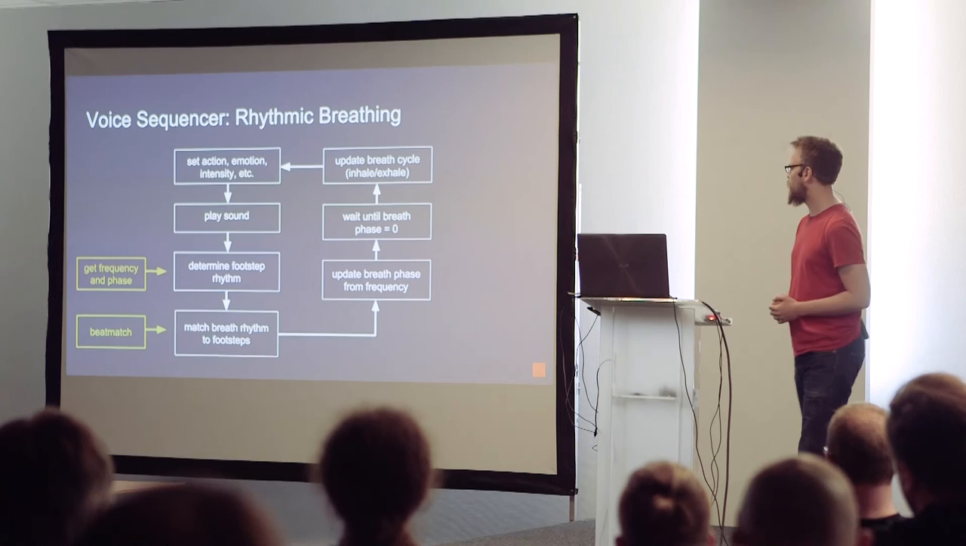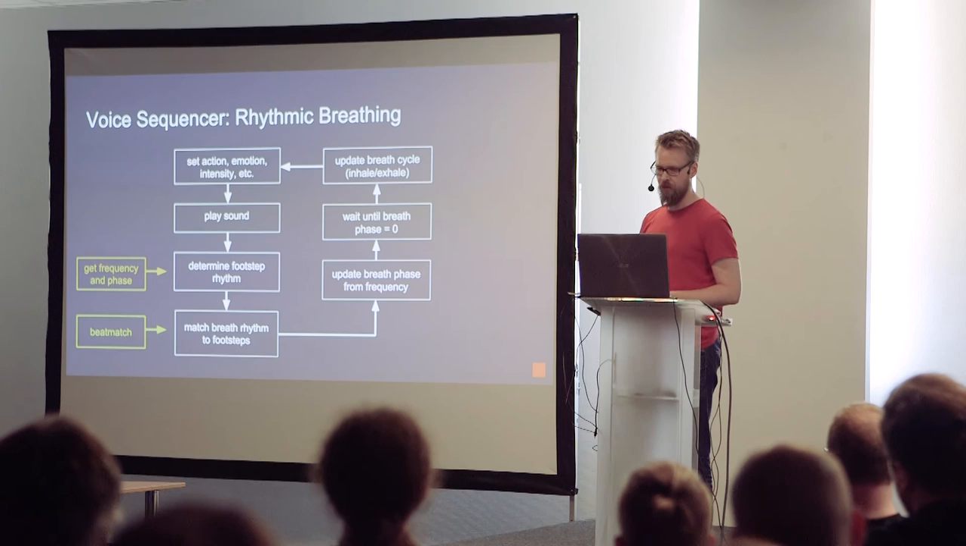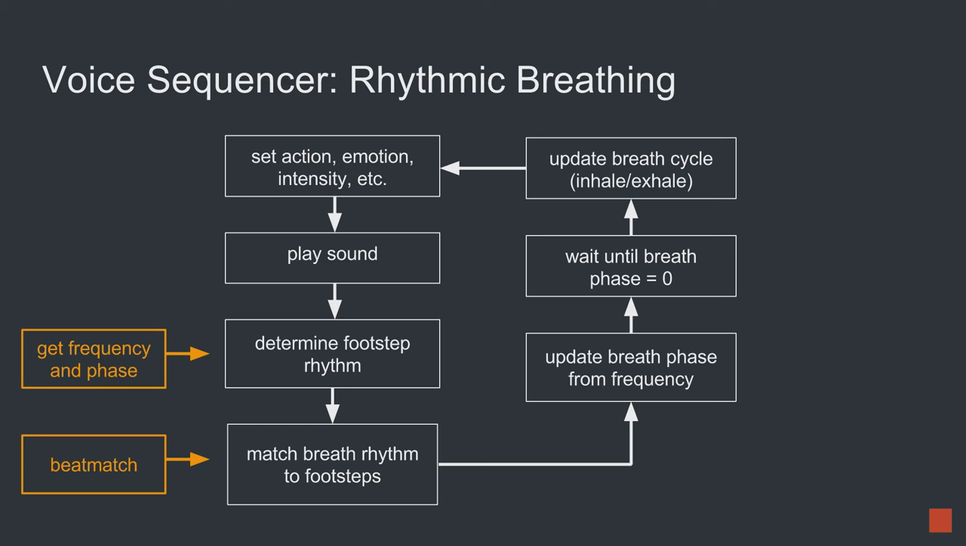So we end up with something that looks like this. It's like the other continuous sequencing, but we analyze the rhythm, get a frequency and a phase. We beat match the breathing based on what rhythm the breathing already had, and update phase from frequency, and then we breathe when phase is zero. And it worked, fortunately.